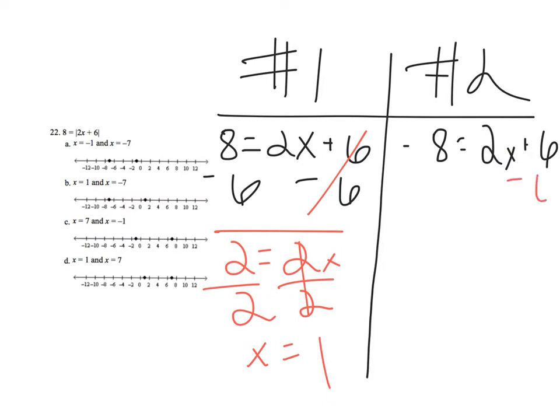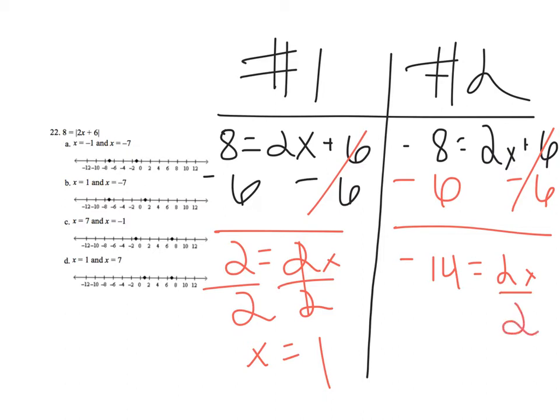We'll subtract 6 again, subtract 6 from both sides. Negative 14 equals 2x. Then we will divide both sides by 2, divide by 2, and we will get x equals negative 7. Take a look at our answers, and A doesn't look like an option, but B sure does. There we go.